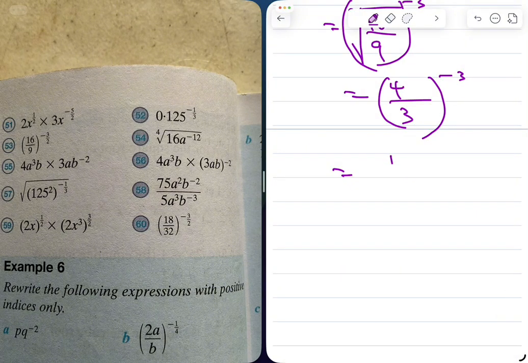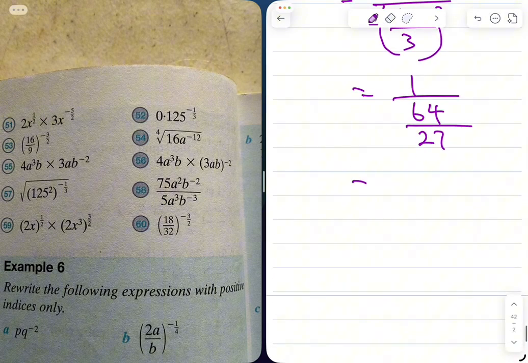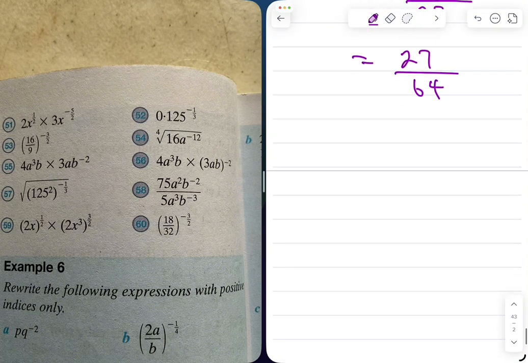And that's equal to 1 all over 4 over 3 raised to the power 3. That's 1 divided by the cube of 4 over 3. Which simply means 1 over the cube of 4 is 64, the cube of 3 is 27, and 1 divided by 64 over 27 is the same as 1 times 27 over 64, which is 27 all over 64. Now to the next, which is 54.